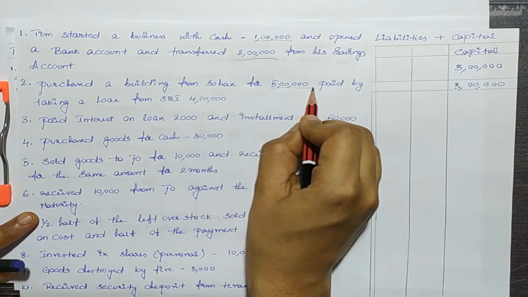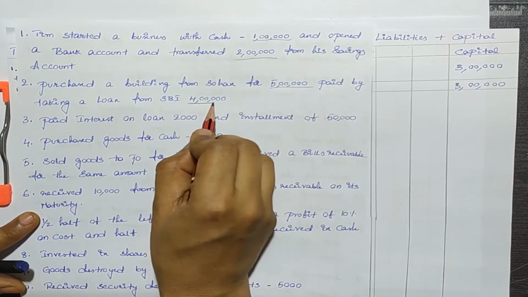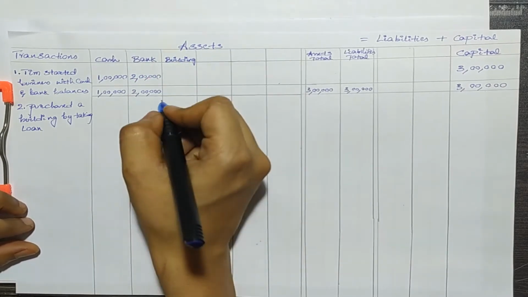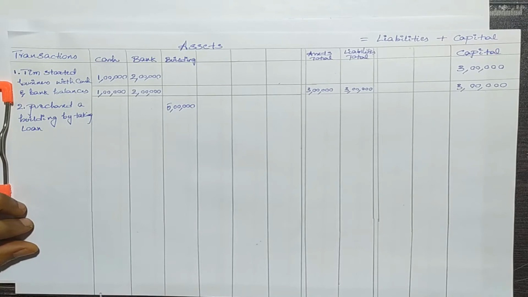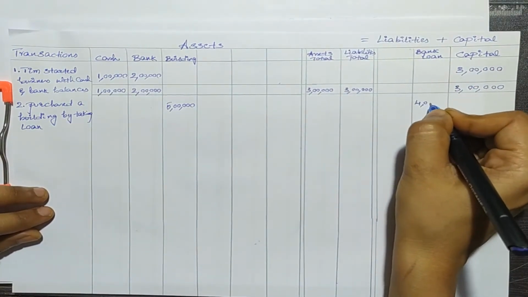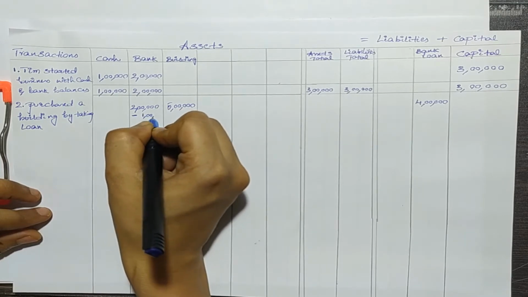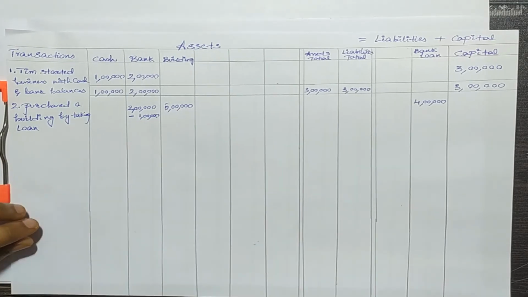Purchased a building from Sohan for 5 lakh, paid by taking a loan from SBI 4 lakh. Here we are purchasing a building by taking a loan of 4 lakh. So total loan amount is 4 lakh and the building value is 5 lakh. For the remaining 1 lakh, I am assuming that the business is paying that 1 lakh from the available bank balance. First we will create a new column for building under asset side and mention the building value, that is 5 lakh. Under liability side we create a new column for bank loan and mention the bank loan amount, that is 4 lakh. Finally, we will deduct 1 lakh from bank balance because I am assuming that the remaining 1 lakh amount I am paying from the available bank balance.